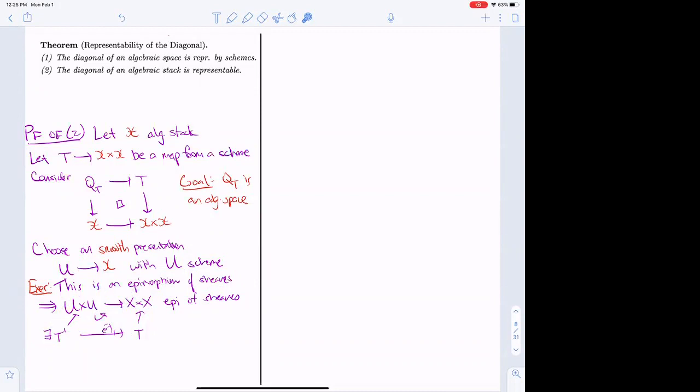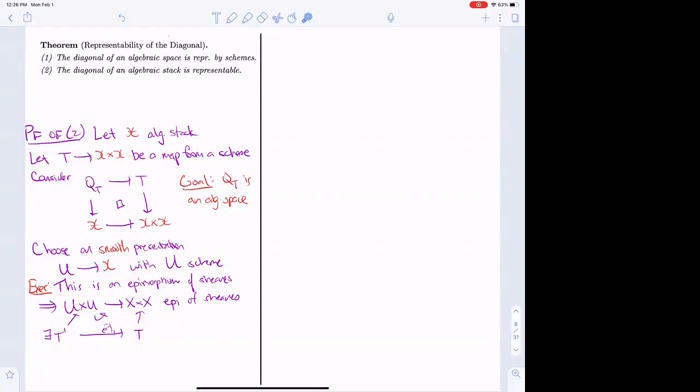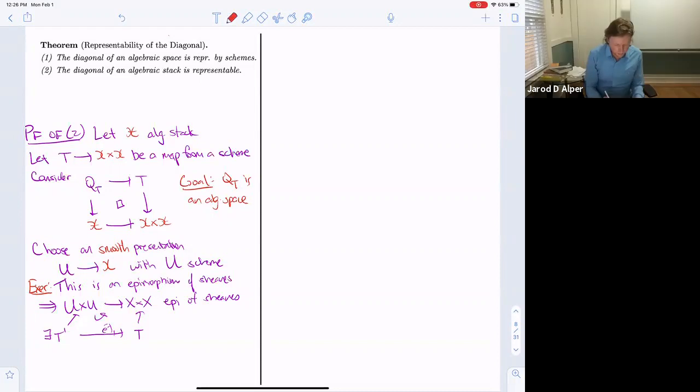Epimorphism of sheaves is a little bit of a misnomer here, or am I confused? Because X is not a sheaf. Yes, that's a good point. I think I was carrying too much over from the last page. So let me say the exercise is to show that étale locally you can lift maps.